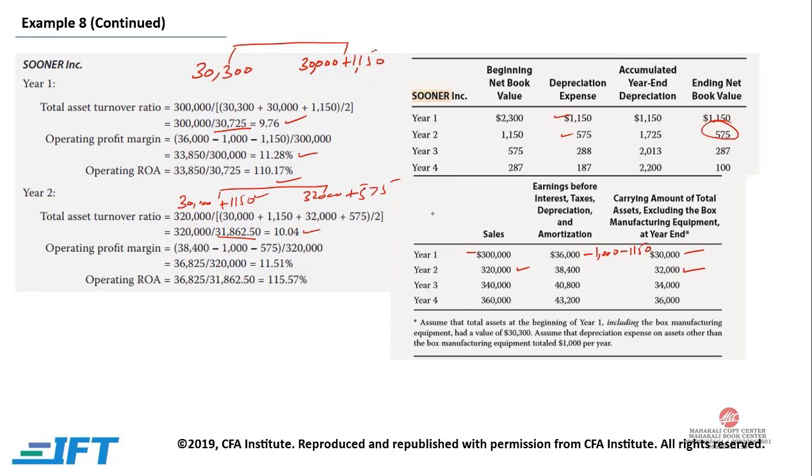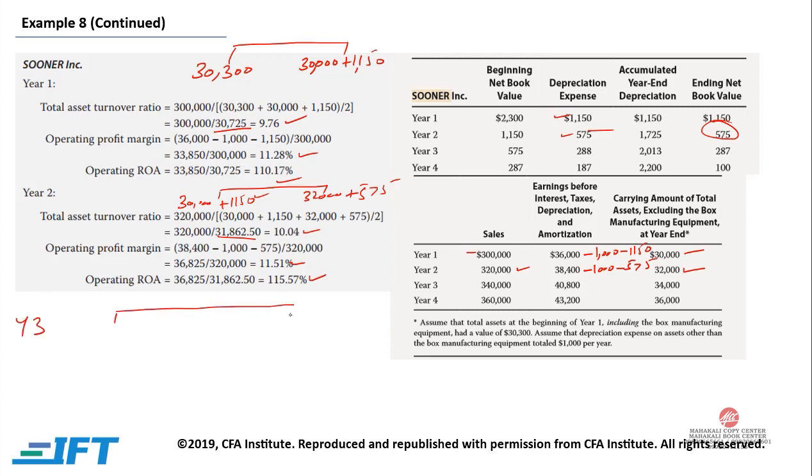Your operating profit margin at the end of the second year would be 38,400 minus 1,000 minus, what's the depreciation, 575. So this is your EBIT: 38,400 minus 1,000 minus 575, divided by 320,000, will give us 11.51. That is your operating profit margin. And your operating return on asset would be EBIT divided by total assets. So EBIT is 6,825 divided by 31,862.5. We're going to get 115.57.